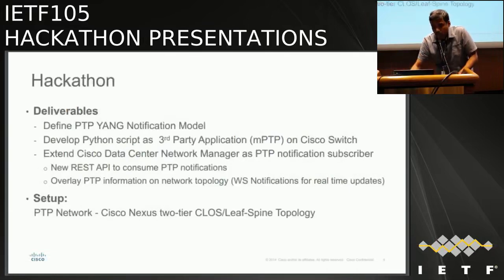Sure. So in the hackathon, we have the deliverables. We defined a PTP YANG notification model. Again, we need to review it with the team. We developed a third-party application on a Cisco switch. So the real deliverable here was a Python script, which runs on the switch and pushes a YANG notification to the existing product. We have a network management solution, and we extended that to introduce a new REST API to consume that notification and overlay the PTP information on top.